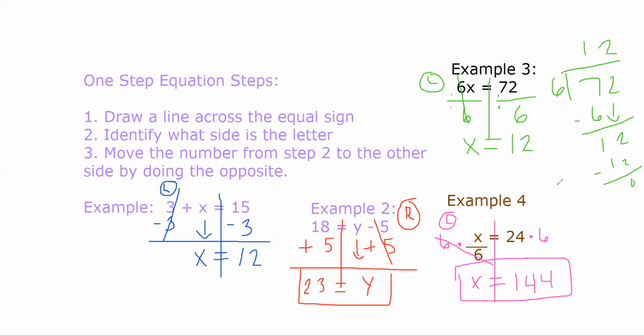So we did example number 1 was adding, opposite of addition was subtracting. Example number 2 was originally a subtraction problem, opposite of that was addition. Example number 3 was originally a multiplication problem, so opposite of that was a division. And example number 4 was a division originally, so opposite of it was to multiply.